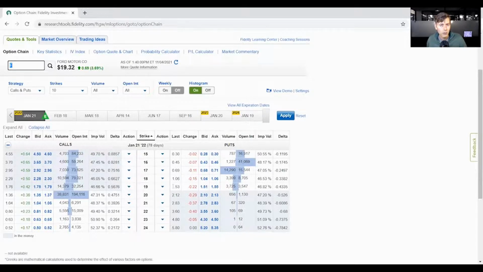So just keep that in mind. Whenever you sell a put, there is that potential obligation to own the stock at that strike price. Okay. Bada bing, bada boom.